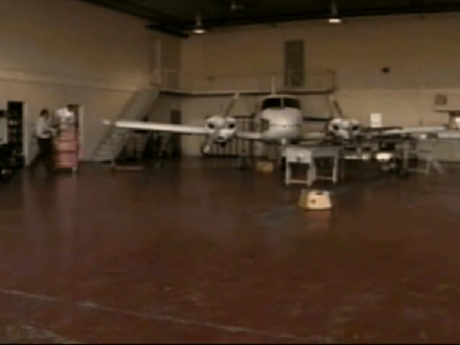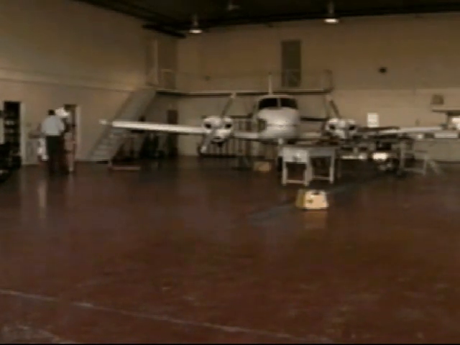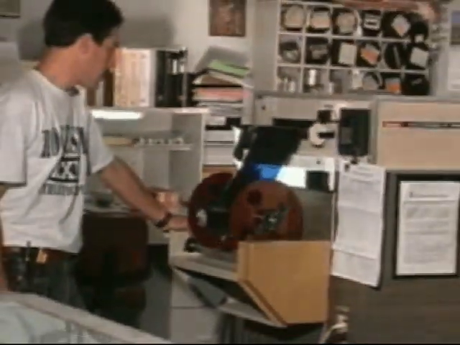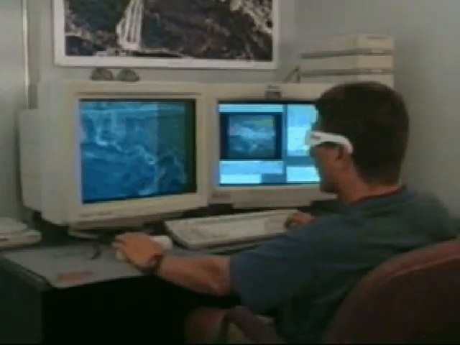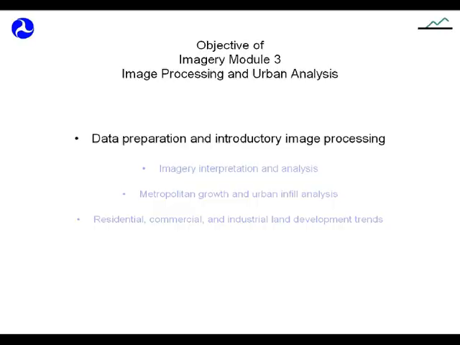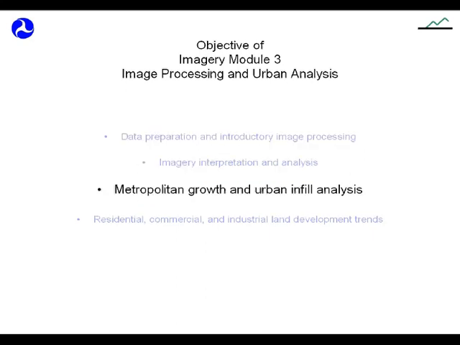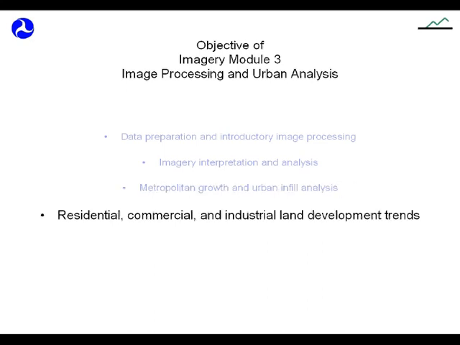Once acquired, most imagery will require some level of data preparation and processing to support imagery analysis and feature identification. This video provides information on data preparation and common imagery processing and enhancement strategies. Our focus for the purposes of this video is image processing and imagery interpretation to support metropolitan growth analysis and urban infill analysis. These two applications form the basis of temporal change studies and offer insight to the planner regarding key trends in residential, commercial, and industrial land development.